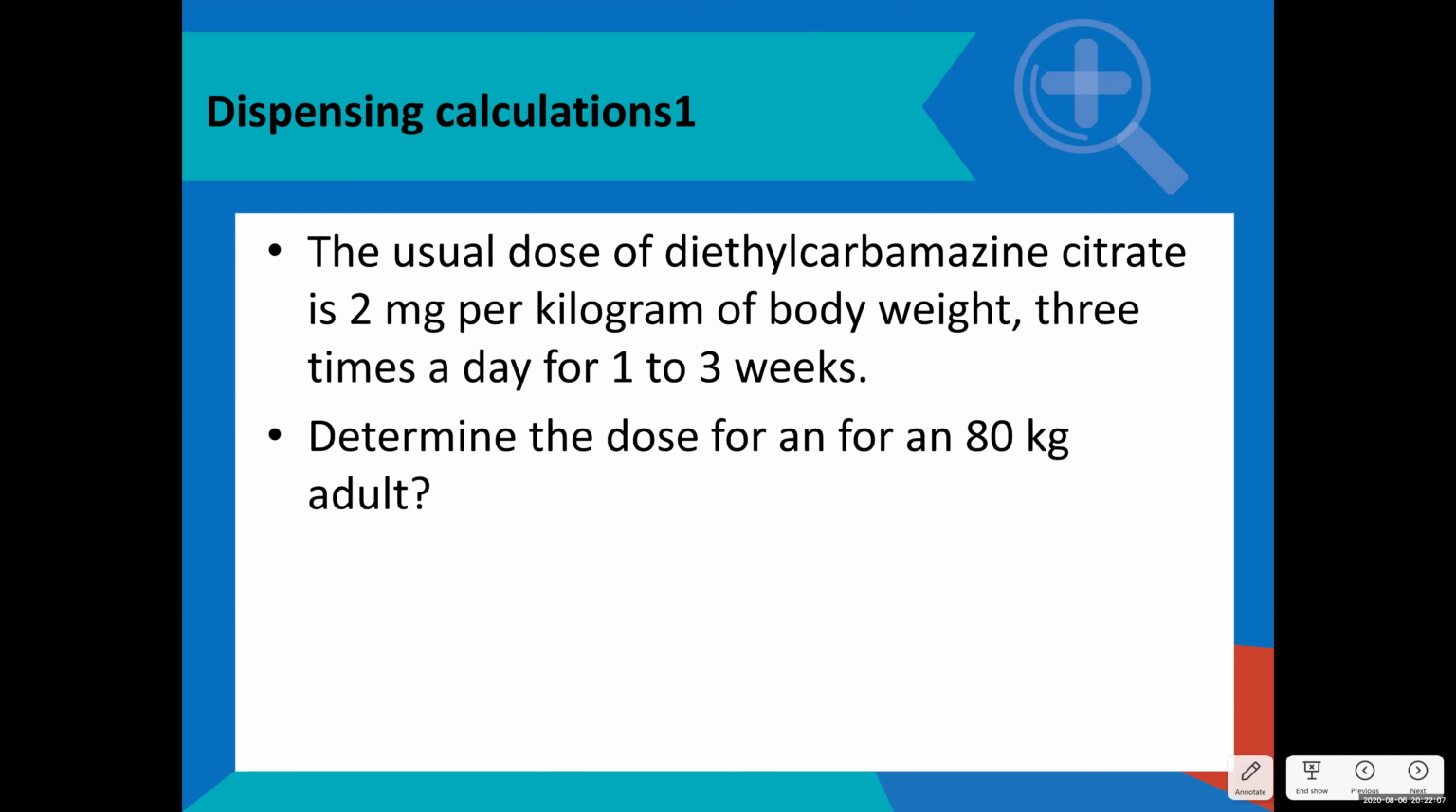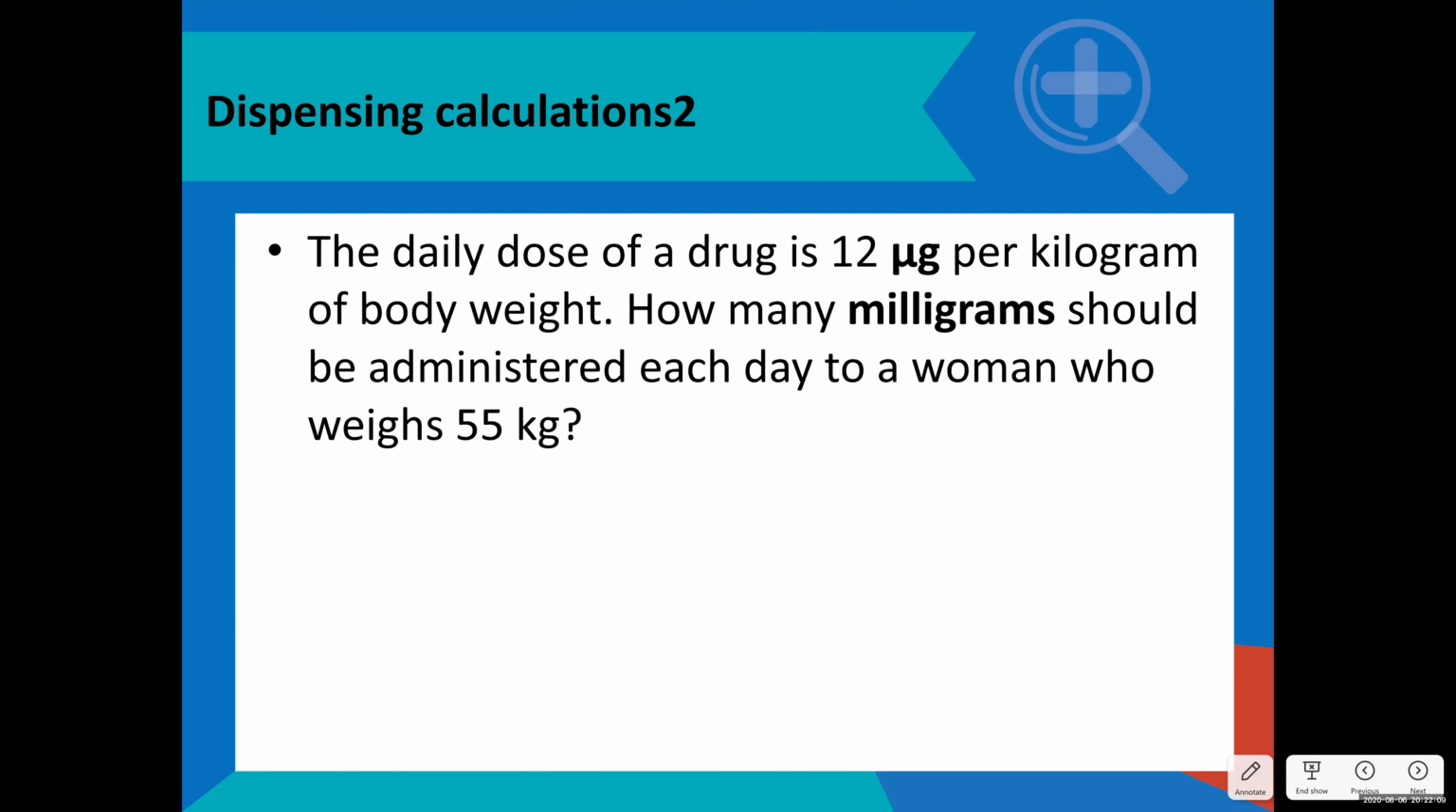So let's look at another kind of calculation. Here we are saying the daily dose of a drug is 12 micrograms per kilogram. So again, per means it's 12 micrograms over 1 kg of body weight. Now the question is, how many milligrams should be administered each day to a woman who weighs 55 kgs?